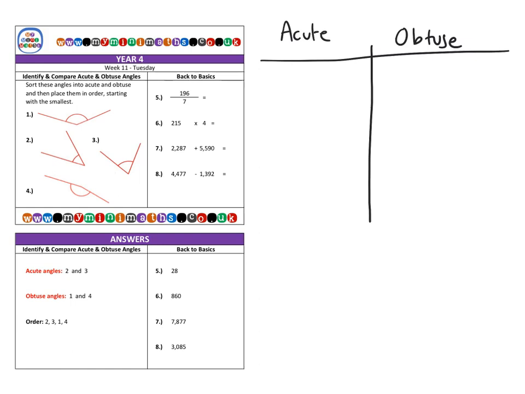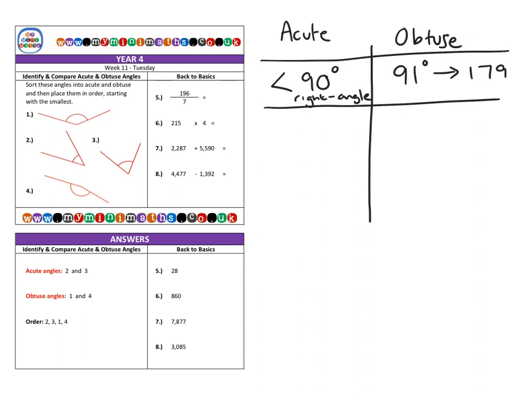Now, how big are acute angles? Well, we know that acute angles are smaller than a right angle, so we can say that they are less than 90 degrees in size, which is, of course, a right angle. And then we can have a look at obtuse angles. They are bigger than acute, but they're not a 90-degree angle because that belongs to a right angle. So we can say that they are 91 degrees or anything above 90, all the way up to 179 degrees, less than 180 degrees because that's for a straight line angle.